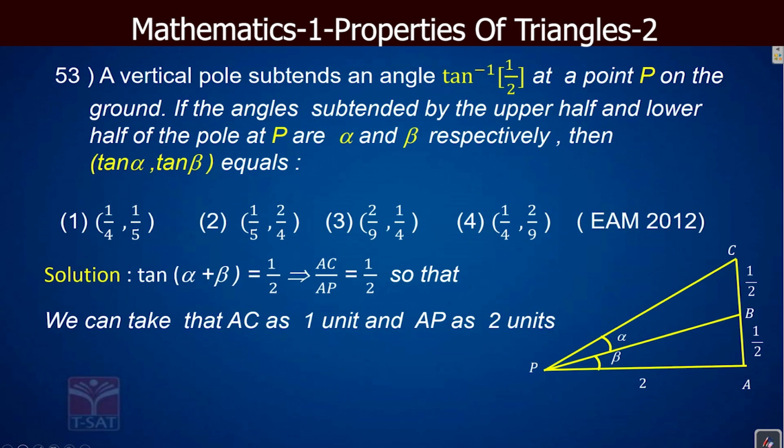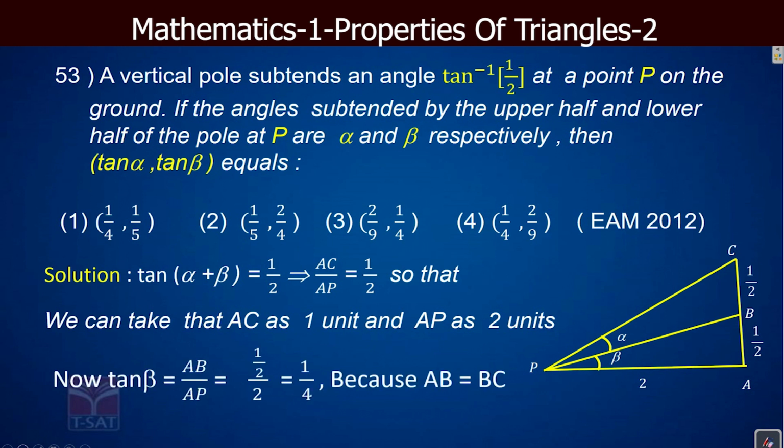Tan(alpha plus beta) means AC by AP is equal to 1 by 2. So we can take AC as 1 unit and AP as 2 units. Even though here I missed that as 2 units, in the diagram I have written AP is equal to 2, because tan(alpha plus beta) is equal to AC by AP, which is given to be 1 by 2. So you can take AC as 1 and AP is equal to 2.